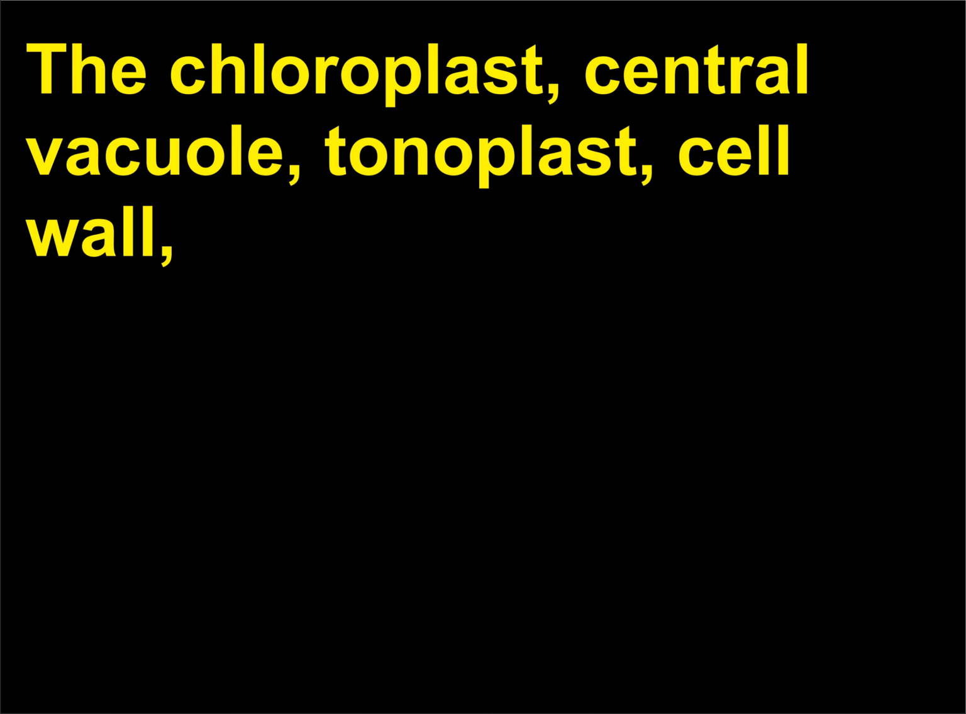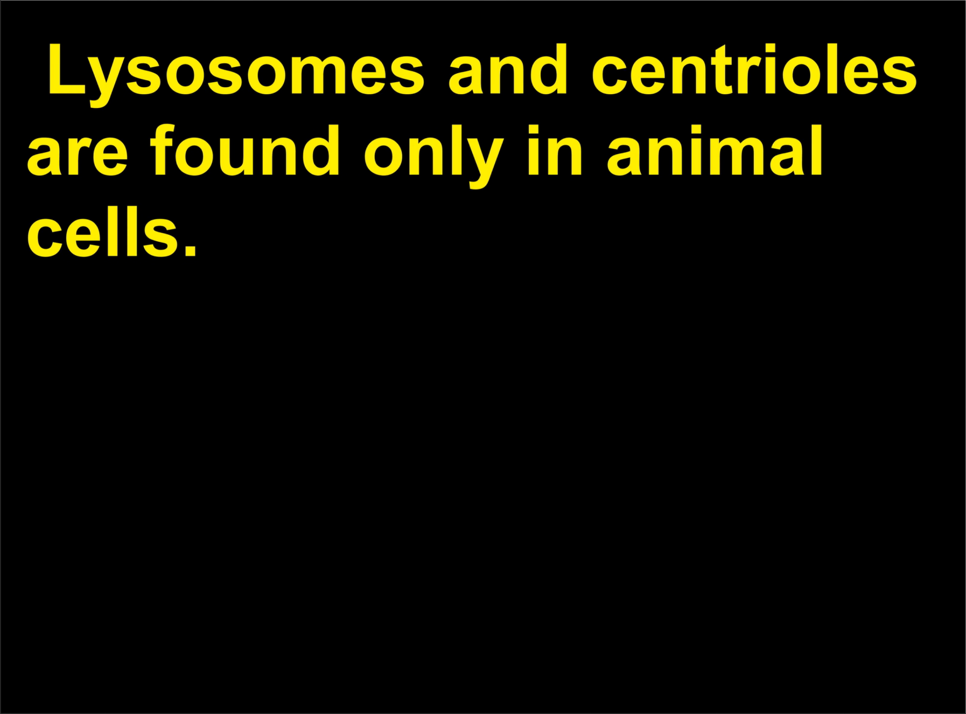The chloroplast, central vacuole, tonoplast, cell wall, and plasmodesmata are only found to occur in plant cells. Lysosomes and centrioles are found only in animal cells.